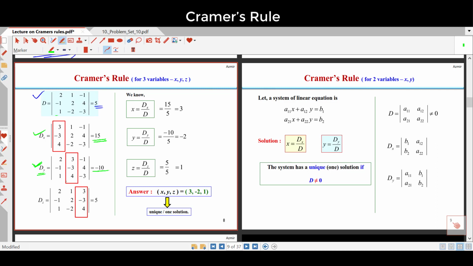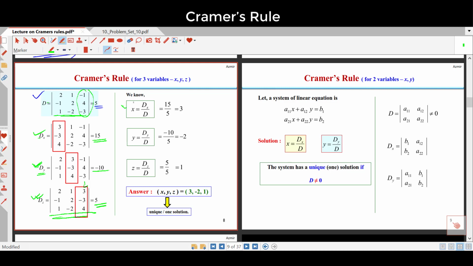that is minus 10. And similarly d sub z, it is just the same as d, but in the third column you have to input the right side values, 3, minus 3, 4. Now there is another new matrix, or a new determinant, and you can easily find its determinant, that is 5. So now you have all values: d, d sub x, d sub y, d sub z.